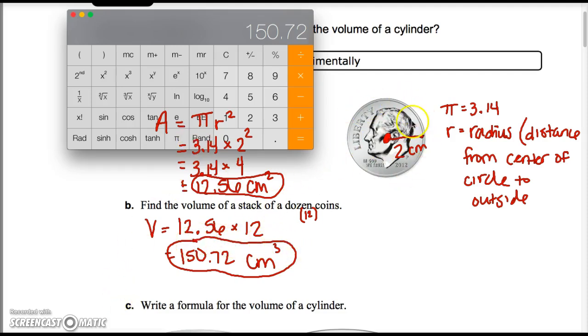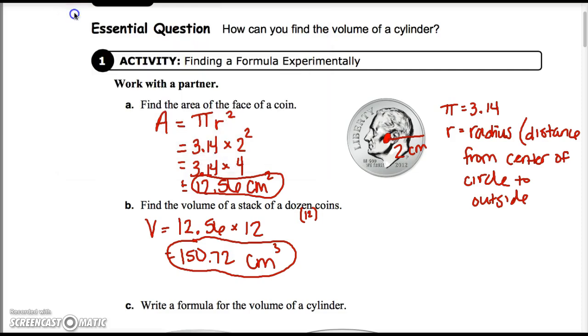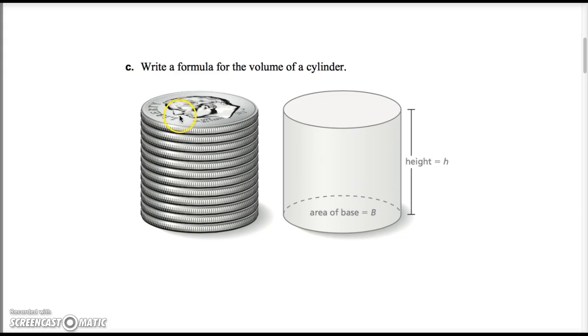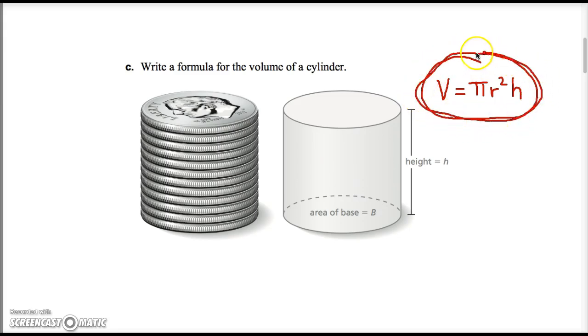Okay, so what we did is we took the area of one coin and multiplied it by however many we had. So for part C, it says write a formula for the volume of a cylinder. So all that is, we'll put this out over to the side. To find the volume, we take the area of the base, which they show as B. I'm going to go ahead and write what that is. Area of the base, so a circle is pi r squared, and we multiply that by the height. So you may want to highlight this, circle it, something to make it stand out. This is the volume, or the formula for the volume of a cylinder.